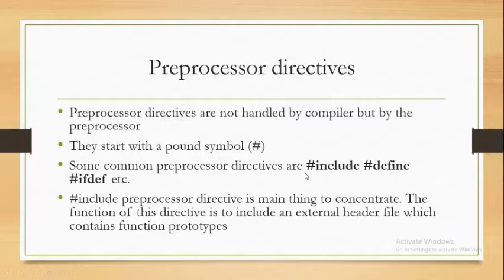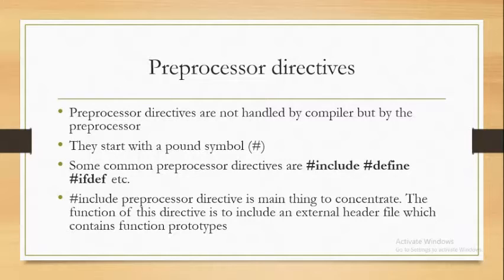Some of the common preprocessor directives are include, which is used to include files, define, used to define constants, and if, which is used for conditional compilation, etc. And the include directive is the main thing that you have to concentrate on here. The function of this directive is to include an external header file which contains the required function prototypes. Function prototypes are nothing but the declarations of functions. You will study functions and their prototypes in detail in the later part of the course, but for now understand this.